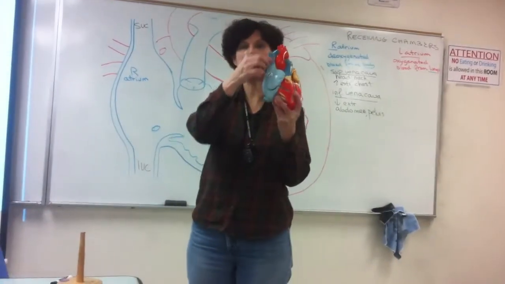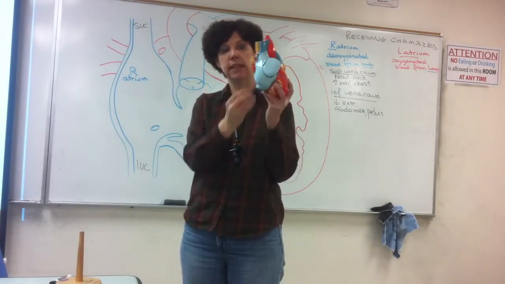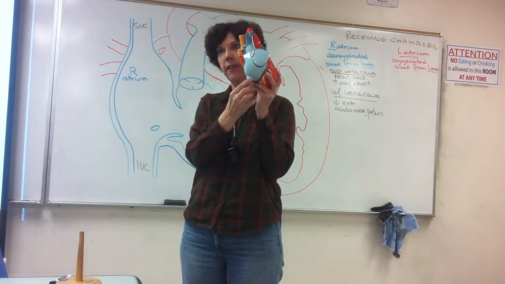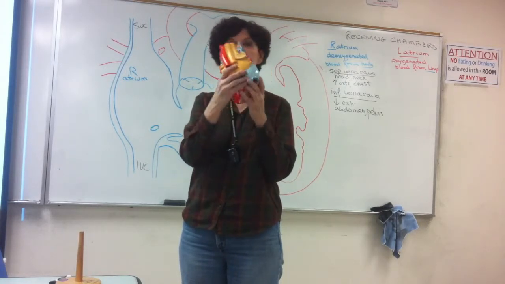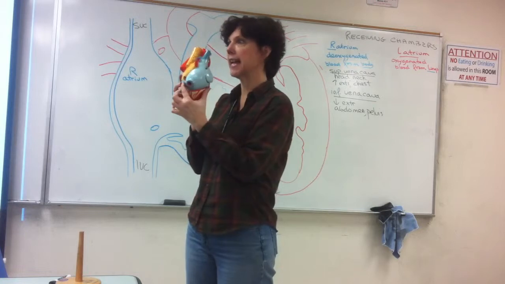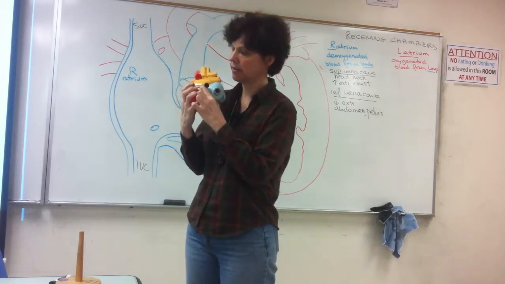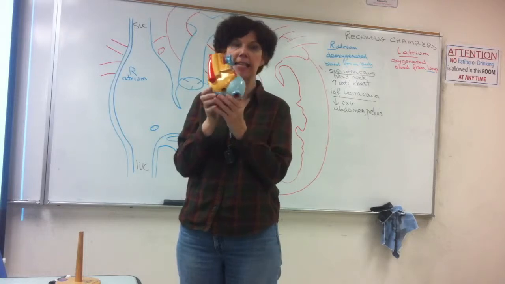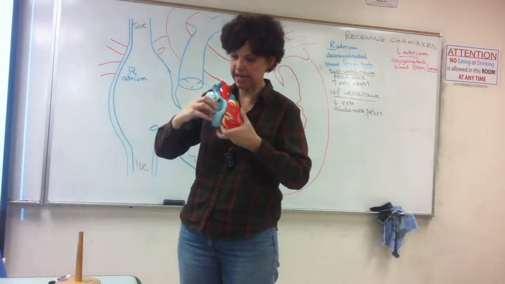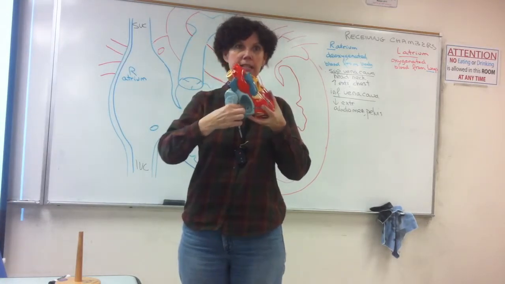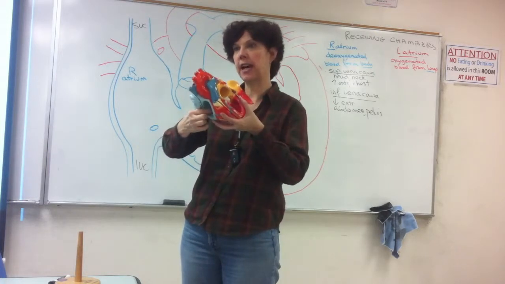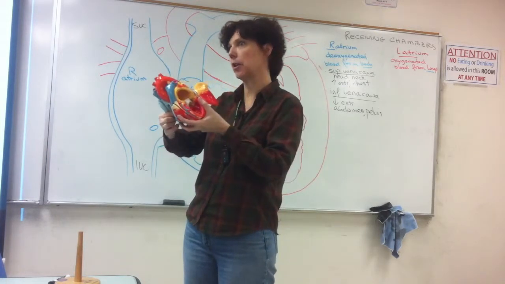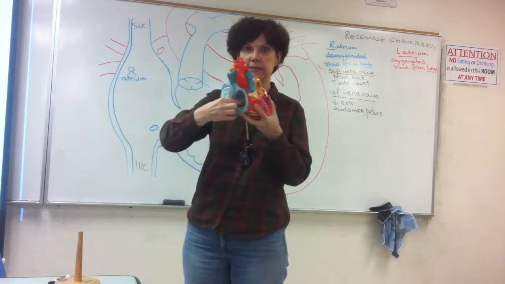So if you have the heart models at your tables, if not, again, feel free to go get one. So on the model, here's the superior vena cava. Here's a little section of the inferior vena cava. And in the back of the heart, this is the coronary sinus. This large dilated vessel right here is the coronary sinus. And if you look inside the right atrium, you can see the opening for the inferior vena cava, and just to the left of that is the opening for the coronary sinus.